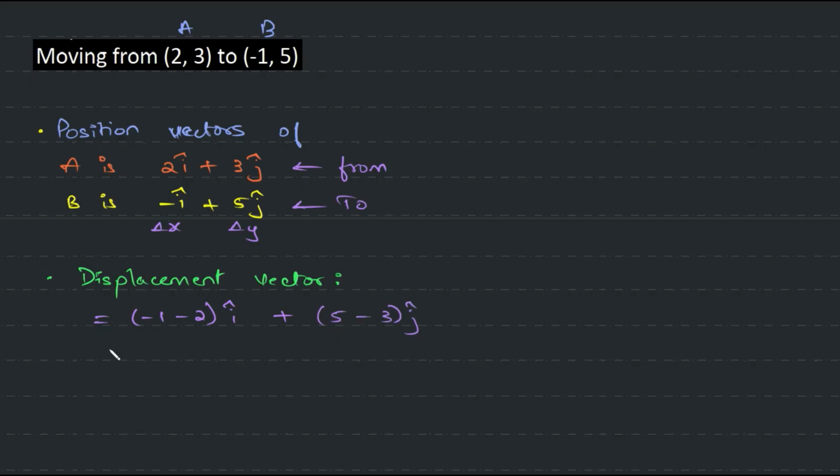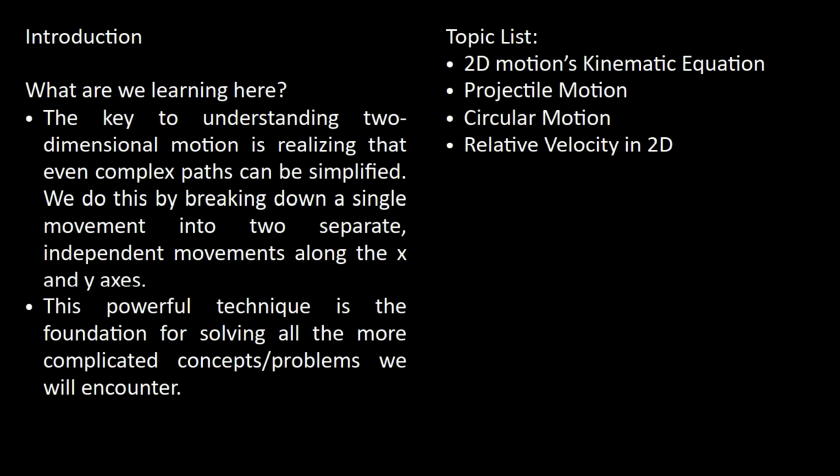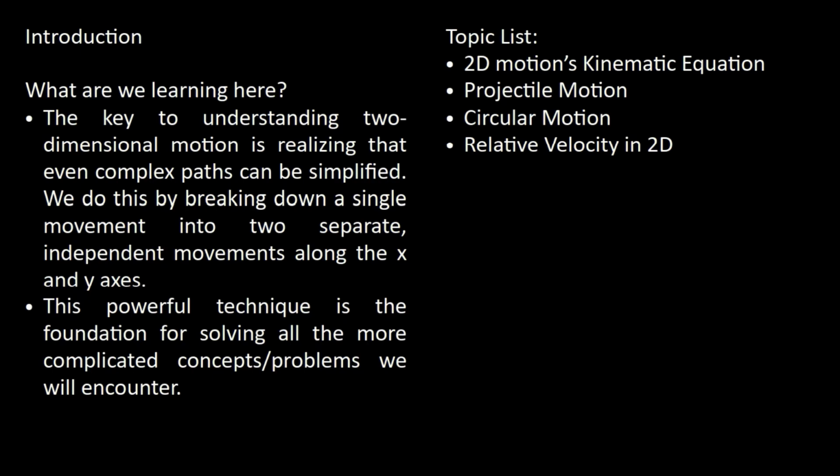So can you see what is happening over here? We are dividing the x and y into two different parts and handling it separately. We are handling one thing at a time, and we are combining with a plus sign. So again, we are going back to the same funda. We are going back to this very idea. Key idea to understand two dimension is to realize every complex path can be simplified. That is breaking down into single movement along two different directions. Right? We're just doing that. We are continuously doing that, nothing else.